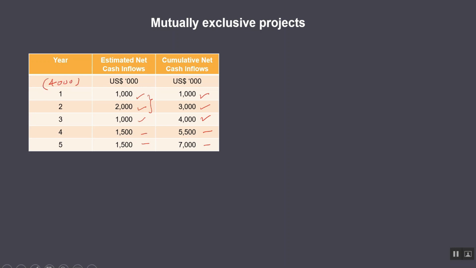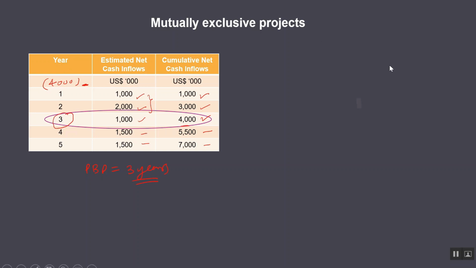So this is straightforward. The project's initial investment will be recovered at the end of the third year. At the end of the third year, you will have 4 million. Therefore this is a straightforward calculation. So you can say the payback period will be at the end of the third year, therefore 3 years. Your 4 million will be recovered at the end of the third year.